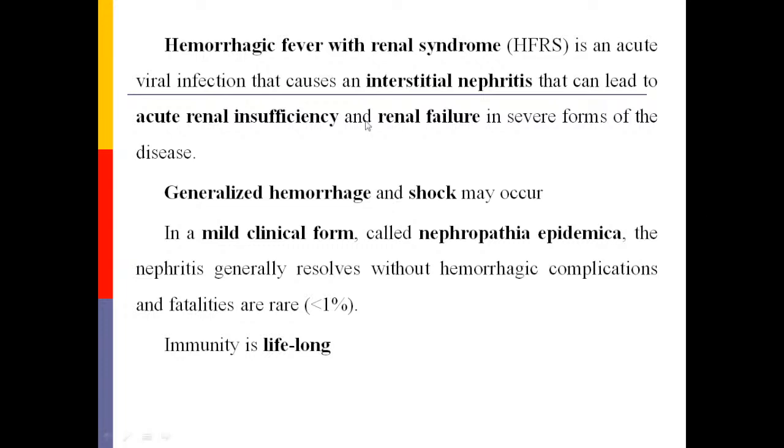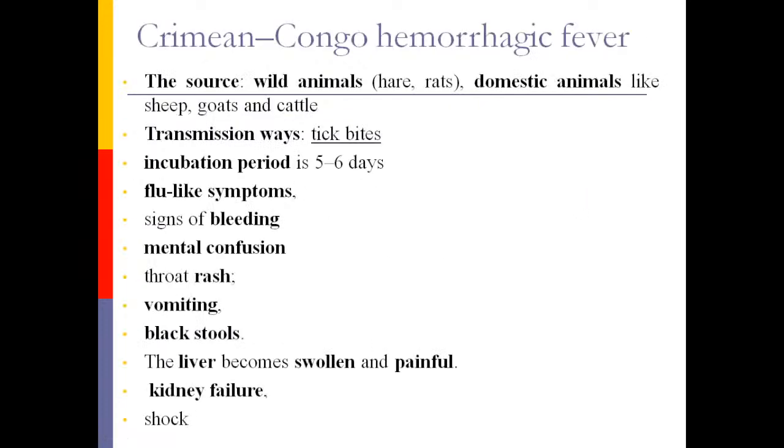So it is characterized by multiplication of the virus in the kidneys, so it causes nephritis, renal failure in severe forms, and generalized means multiple bleeding in internal organs and in mucosal membranes.